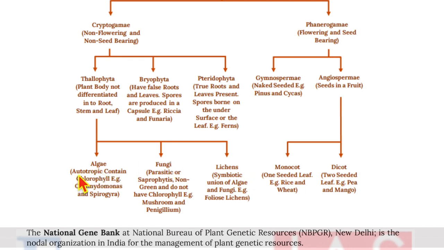Now, algae are autotrophic, that means they contain chlorophyll. An example would be Spirogyra. Fungi can be parasitic or saprophytic. They are non-green and do not have chlorophyll. Examples would be mushroom and penicillium.